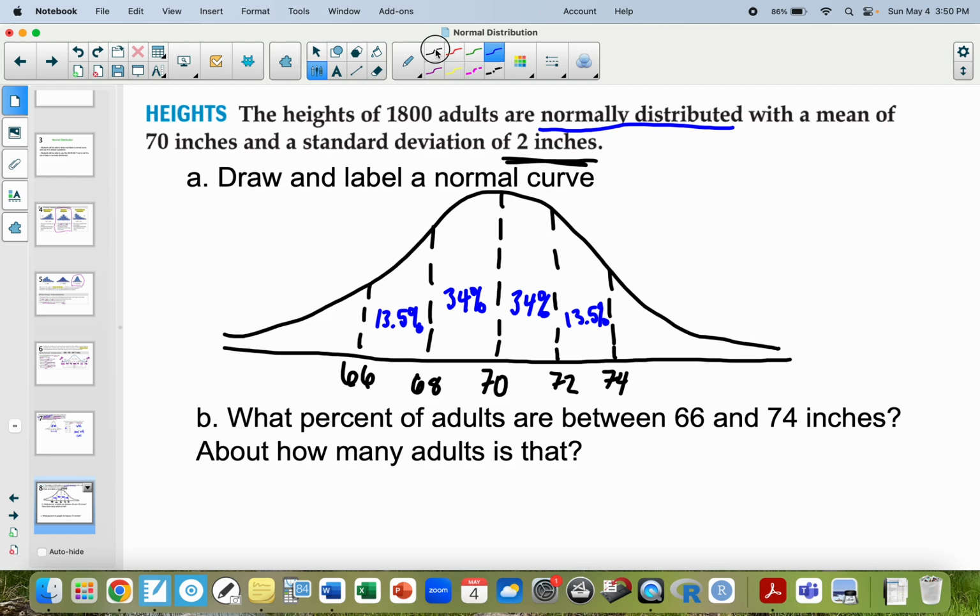Okay, then we need to go another single standard deviation away, so add 2 to it, so 76. And then right here, we'd be at 64. And then this represents 2.35% of my data.